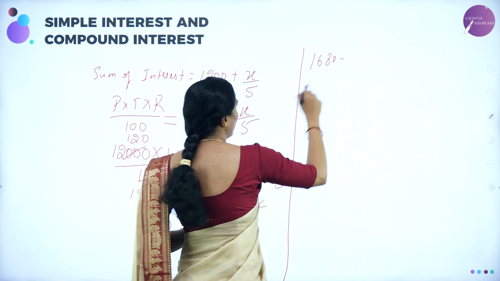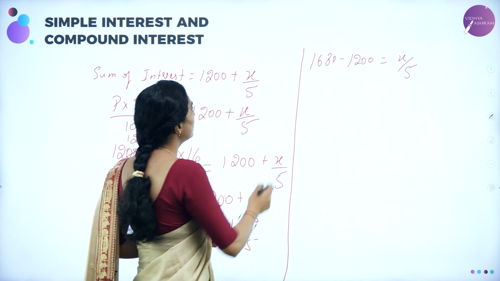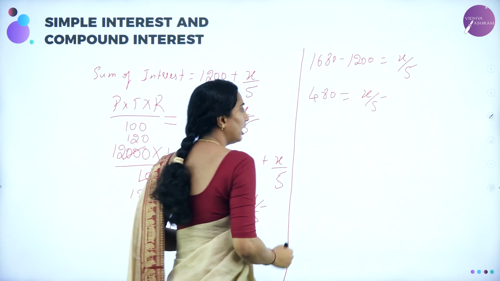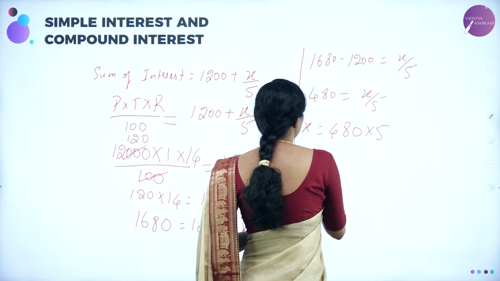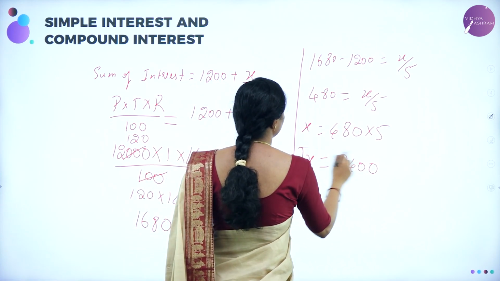1,680 minus 1,200 is equal to X divided by 5. So this will be 480 is equal to X by 5. Otherwise, X will be 480 into 5. So X will be equal to 2,400. That is your answer.